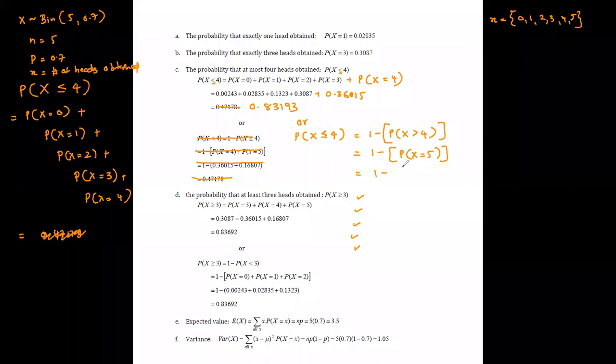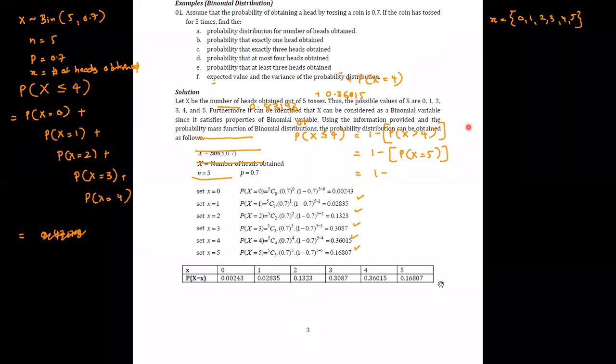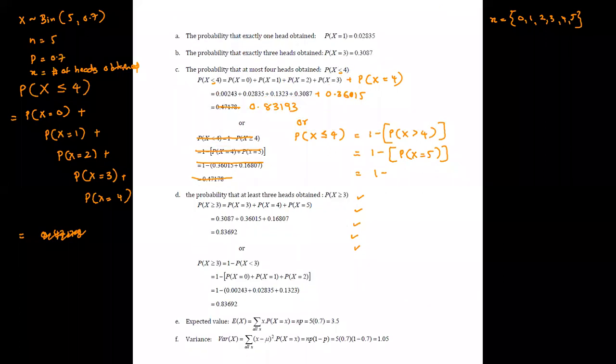Now we have to calculate this value, but there is no need to do it again, because we have already calculated this value as 0.16807. This also gives us the value as 0.83193. Now you can see that both ways give us the same answer, so both answers are correct.